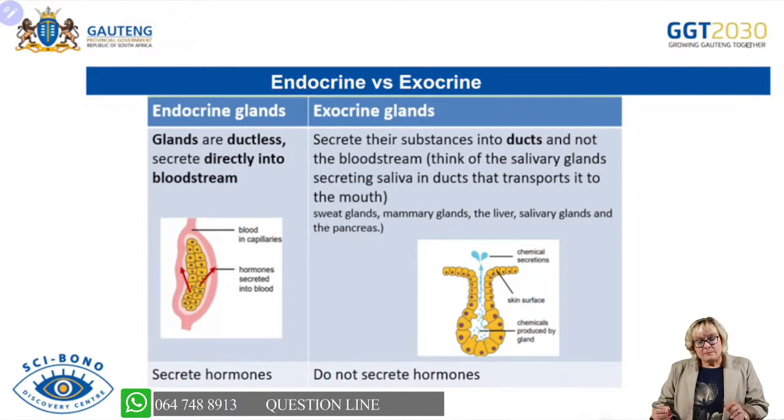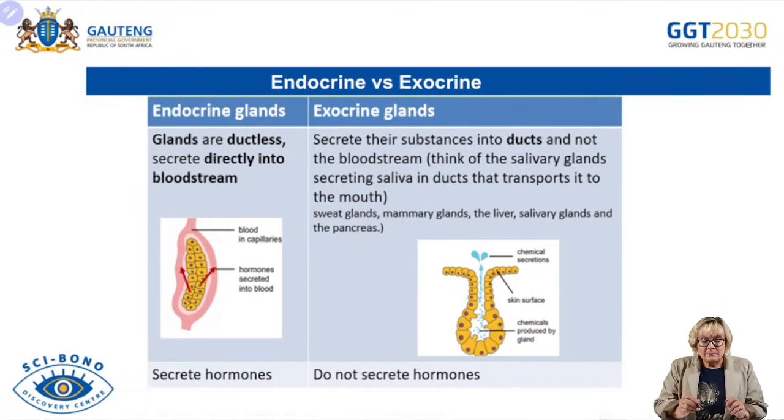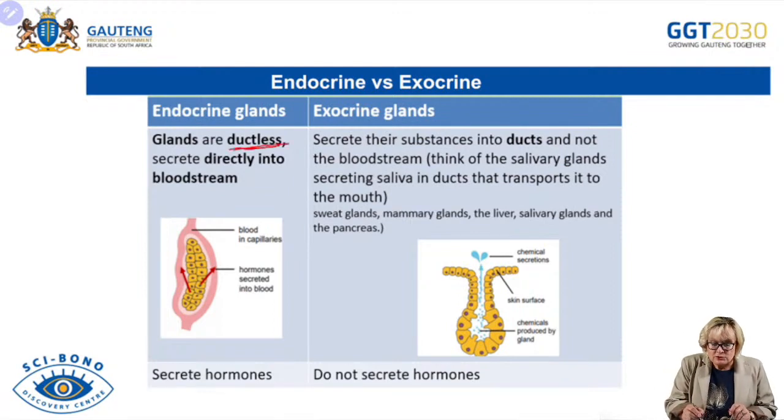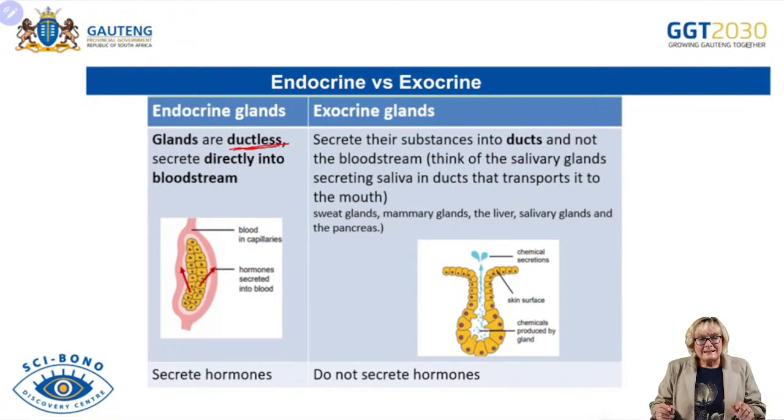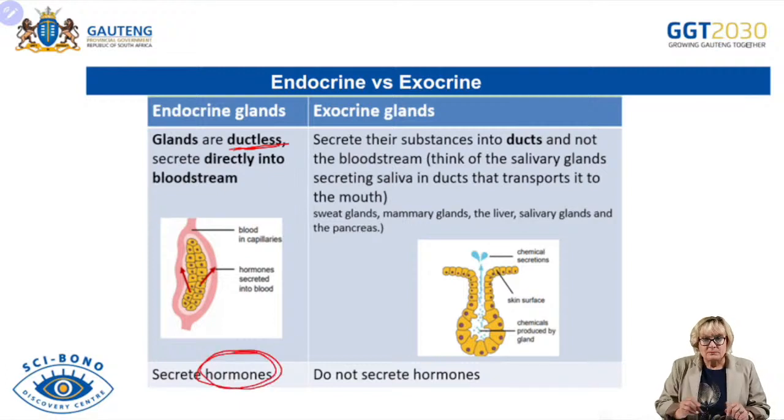So to sum up, because this is very important, what the differences are between an endocrine gland and an exocrine gland. Remember now, an endocrine gland is ductless. So there's no little tubes and it secretes directly into your bloodstream. And what is being secreted? Hormones are secreted. All right.